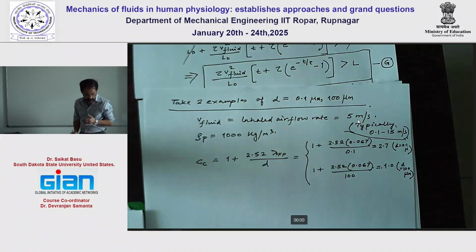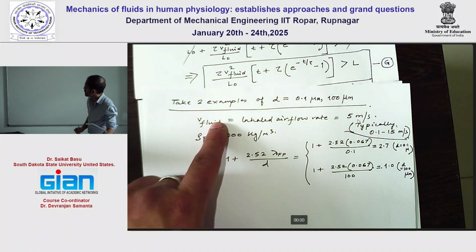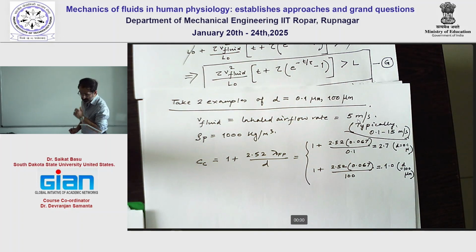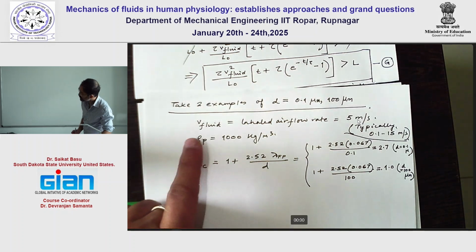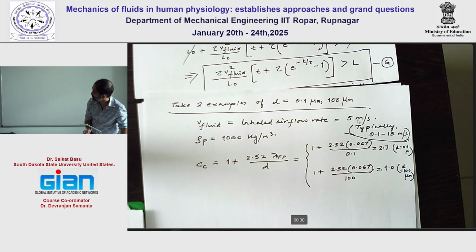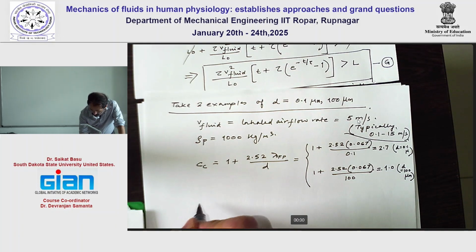Okay, so now I'm trying to figure out the different parameters that appear on the left hand side of this inequality. So V fluid is given to us. The rho P, we are assuming water-based aerosols or droplets. The slip correction factor is 2.7 for the smaller particle, 1 for the larger one. And we need the C in the particle relaxation time. So let's evaluate that now.